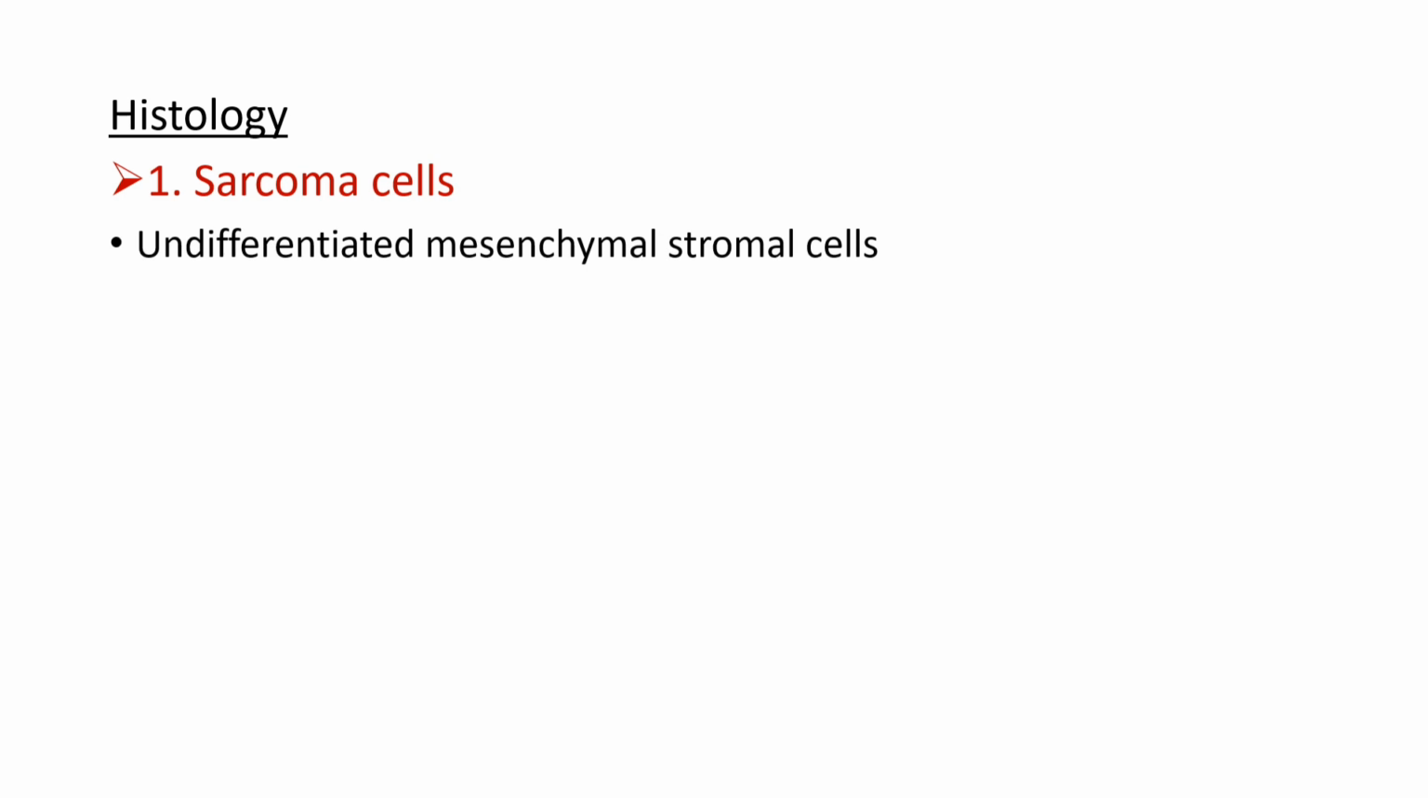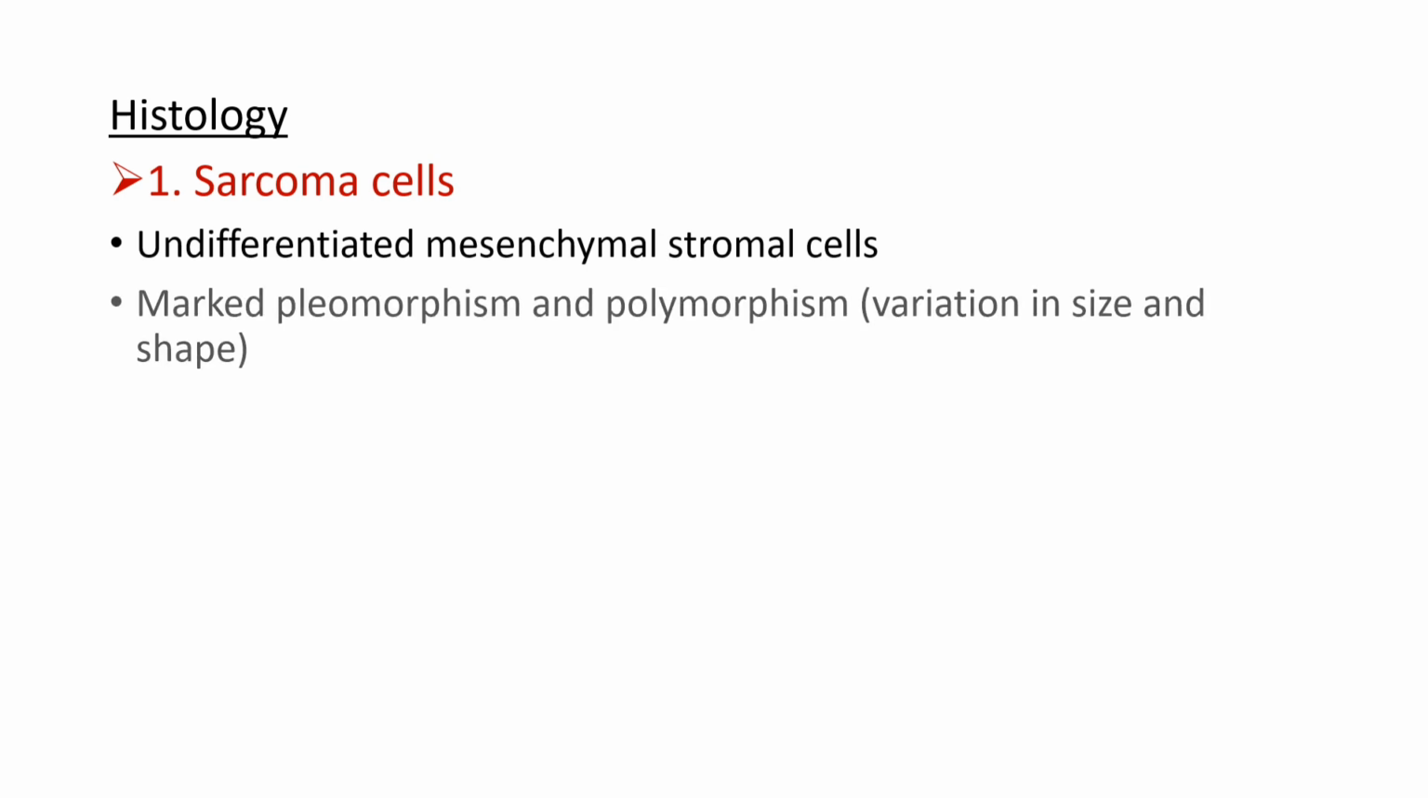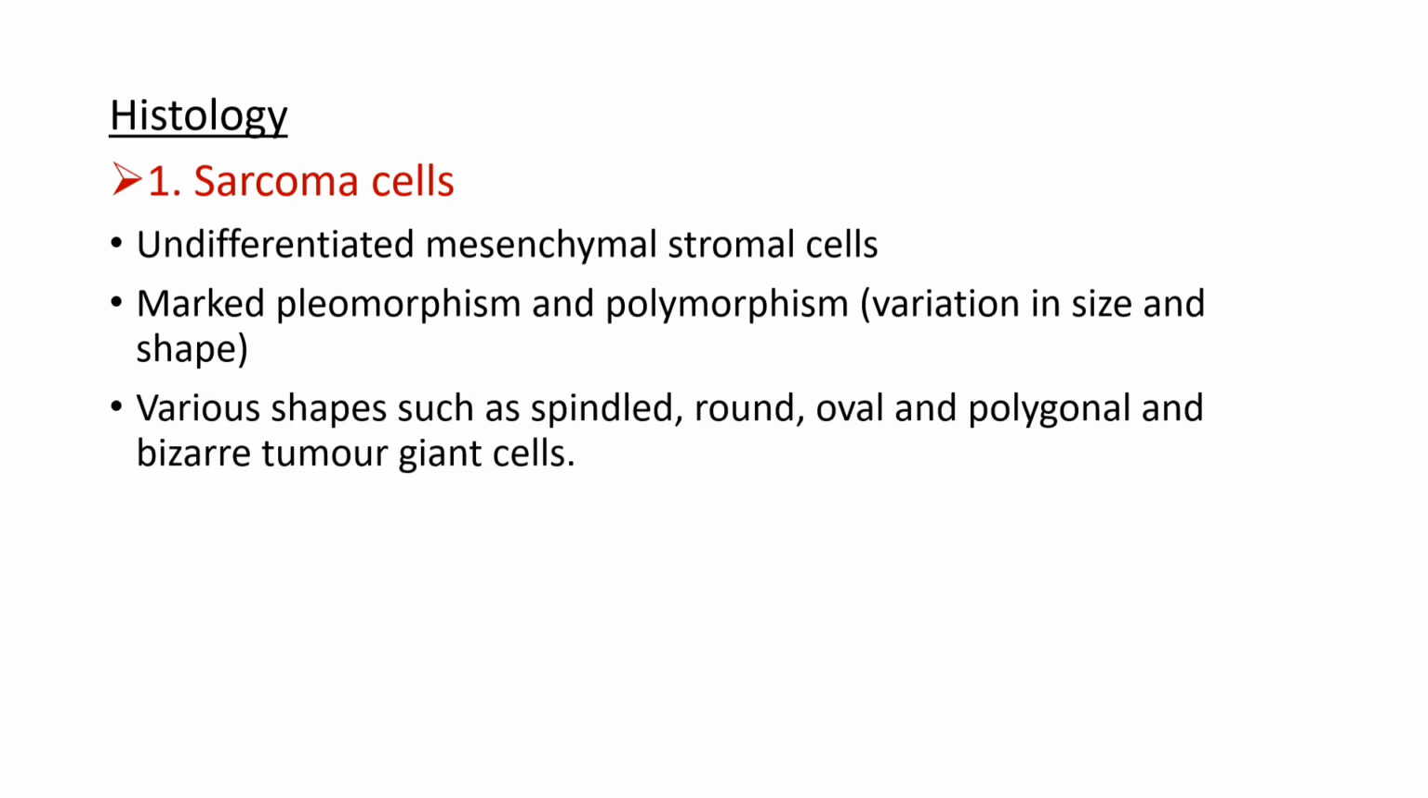These are undifferentiated mesenchymal stromal cells. They have marked pleomorphism and polymorphism, that is, they vary in shape and size. They have various shapes such as spindled, round, oval, polygonal, and bizarre tumor giant cells. These bizarre tumor giant cells are multinucleated.